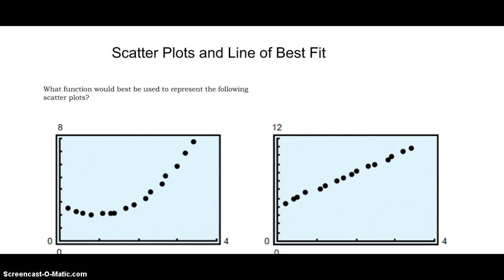And so scatter plots and line of best fit, remember if you saw this type of a graph, a scatter plot graph, you can easily tell what kind of functions that this data would represent. And this one on the left here, that would represent a quadratic function. And the one on the right here would represent a linear function.